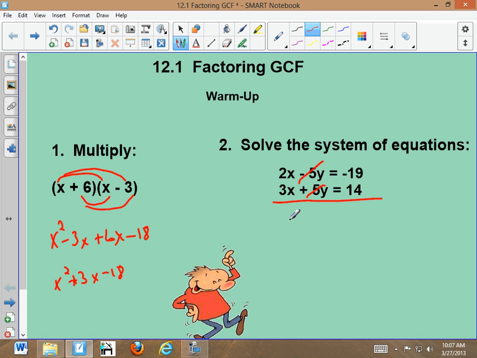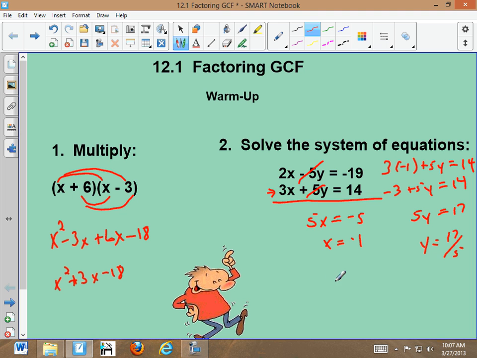5 minus 5 is 0, so I'm going to add vertically. 5x equals negative 5. I divide by 5, x equals negative 1. I substitute back negative 1 in for either x. I'm going to use this one right here. So I get 3 times negative 1 plus 5y equals 14. Negative 3 plus 5y equals 14. 5y equals 17. Y equals 17 over 5. Then I have to put my answer as an ordered pair. Negative 1, 17 over 5.